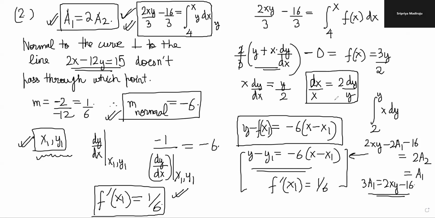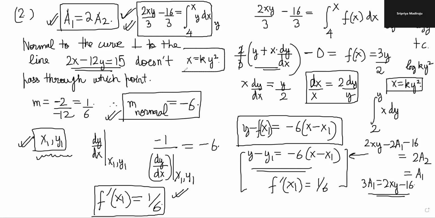Then you're getting log x is equal to 2 log y plus c, and log of k y square is equal to log x. So x is equal to k y square. And because the curve passes through the point 4 comma 2, and if you see the graph, it is obvious that 4 comma 2 is a point on the curve, we can find k. K is equal to 1, and we know that x is equal to y square is the curve.